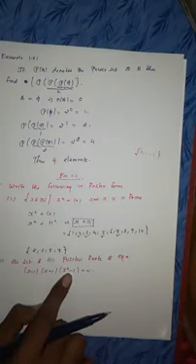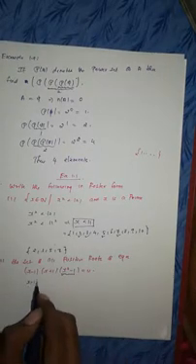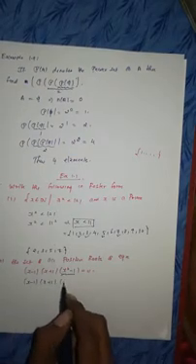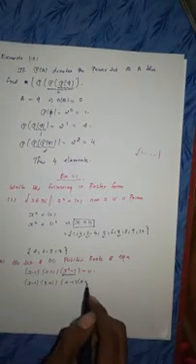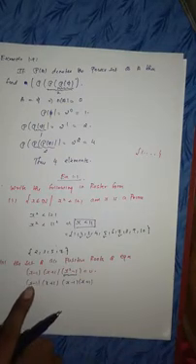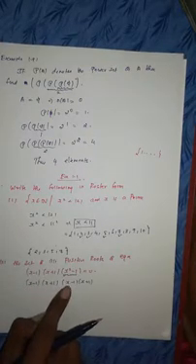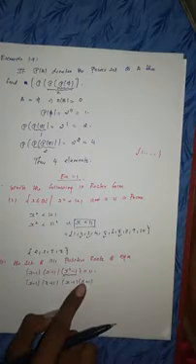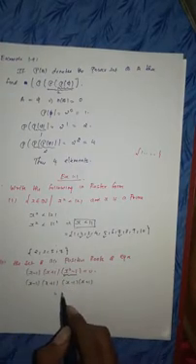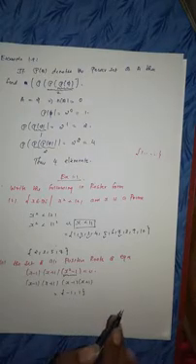Because a square minus b square is a plus b into a minus b, I can write this term as x minus 1 into x plus 1. So for what values of x will this equation be 0? If x is equal to 1, this will be 0. If x is equal to minus 1, this will be 0. So the possible roots of this equation are minus 1 and 1.